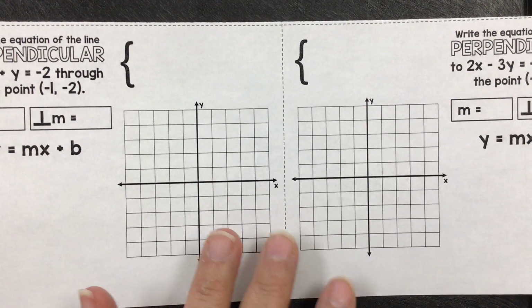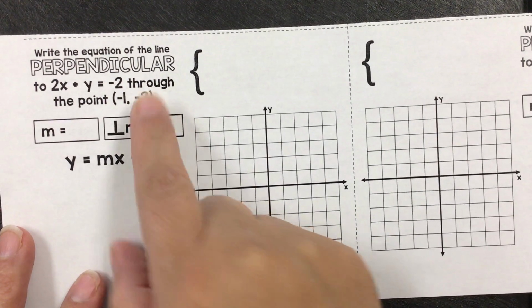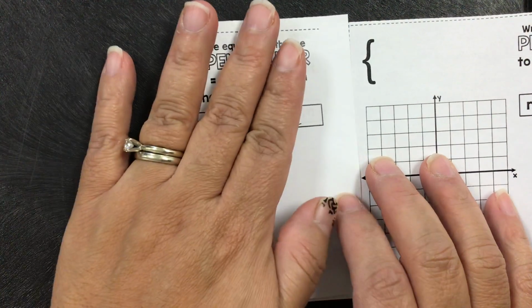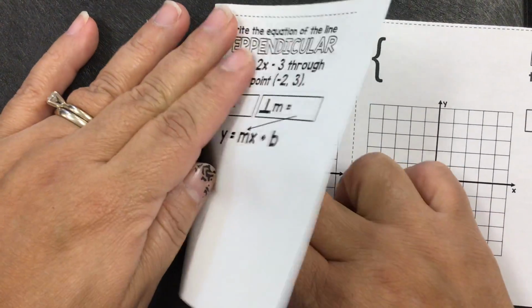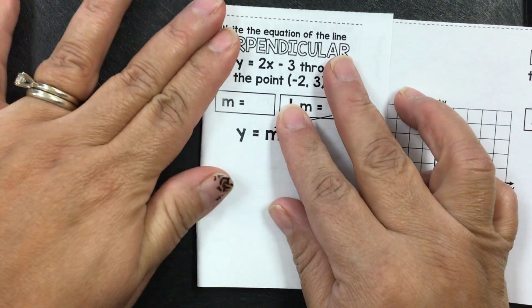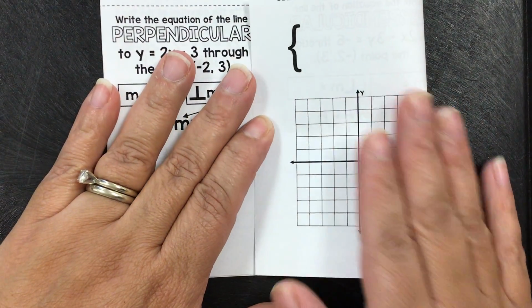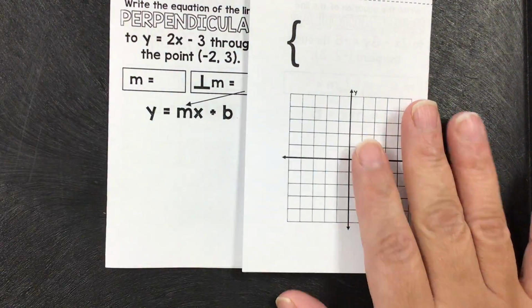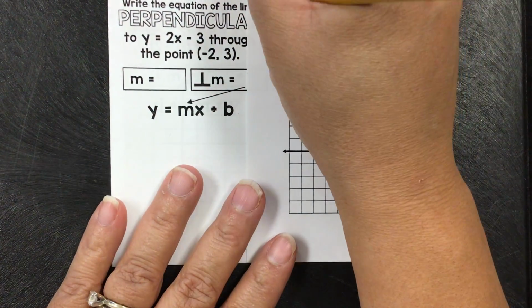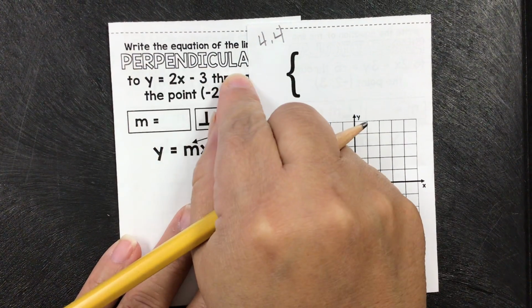This is the second part of section 4.4, and what we're doing today is perpendicular lines, writing equations and graphing perpendicular lines. We're going to fold the foldable this way. You only need half of it for those of you that are making copies at home. We're going to fold it in like this. Sorry, my alignment is a little bit off. So again, this was the second part of 4.4, and what we're looking at is perpendicular.